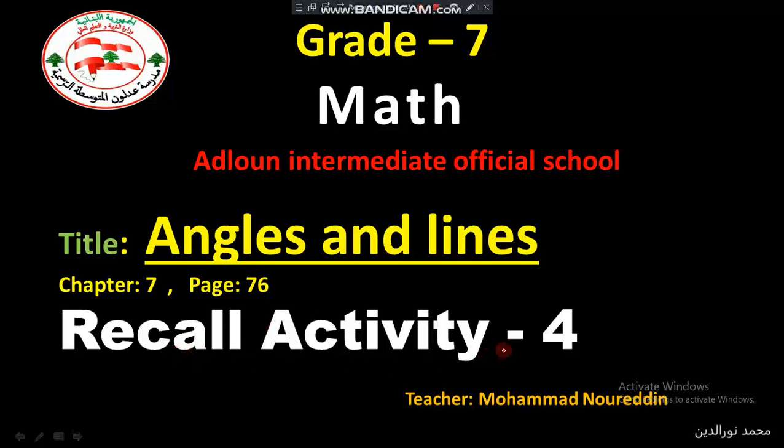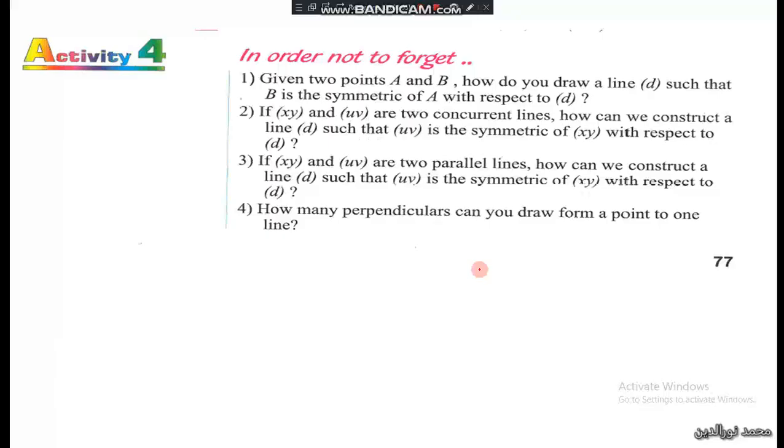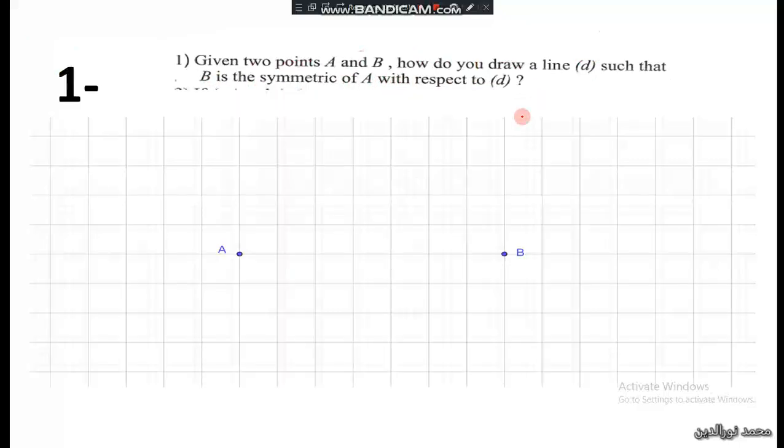Recall activity 4 for the lesson angles and lines. Given 2 points A and B, how do you draw a line D such that B is the symmetric of A with respect to the line D? So we have 2 points, point A and point B, and we have to draw a line such that B is the symmetric of A with respect to this line.